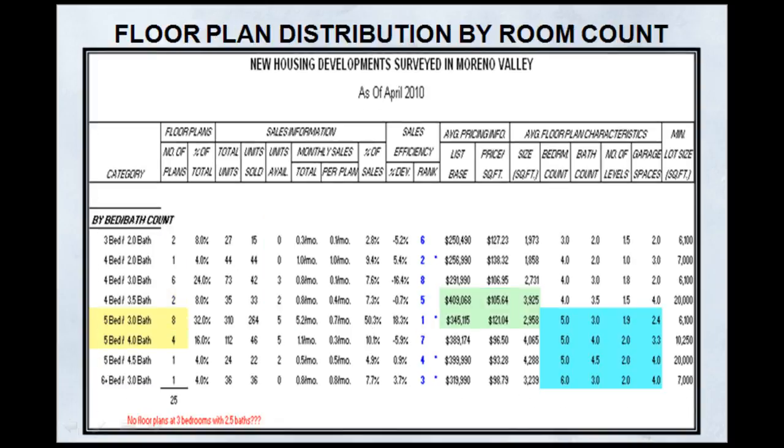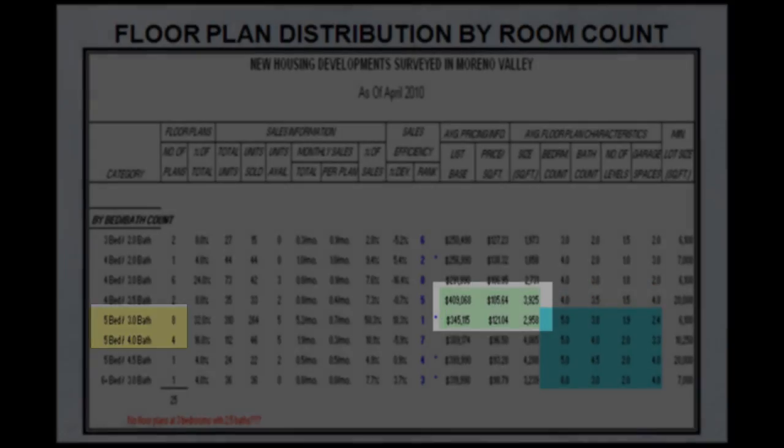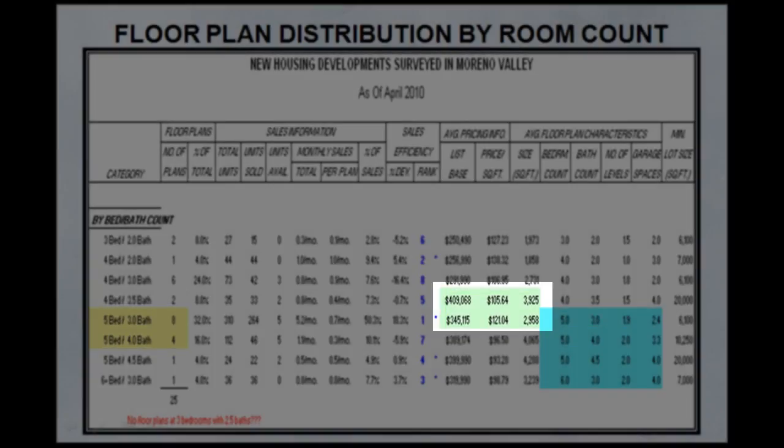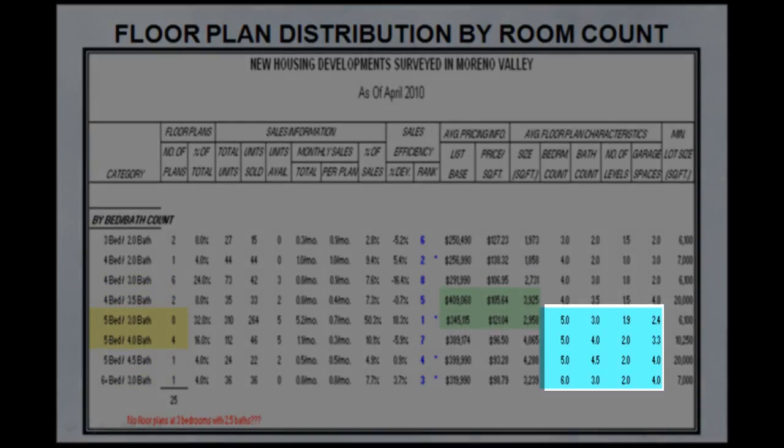This particular analysis, another report in a package actually that you can download off our website, shows room counts. This I thought was particularly interesting. The market, out of the 25 floor plans, 12 are 5 bedrooms with 3 or 4 baths. Doesn't make any sense. Look in green, the price ranges here, 409, 345, again for large homes, and the shaded area in blue, 5 and 6 bedroom. 3+ garages, 4 standard garages.